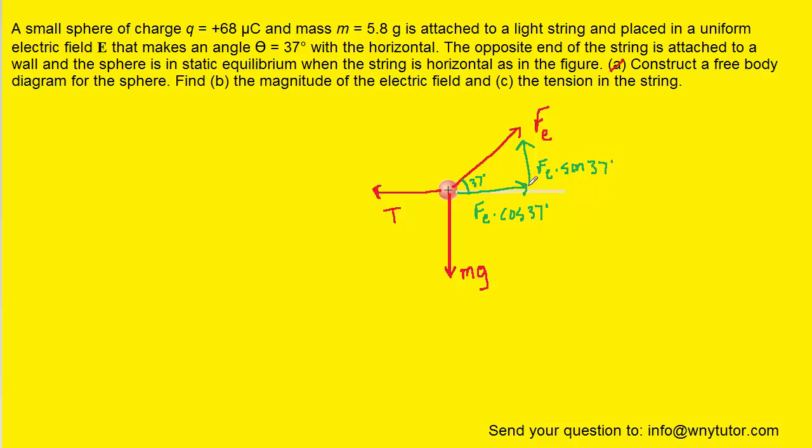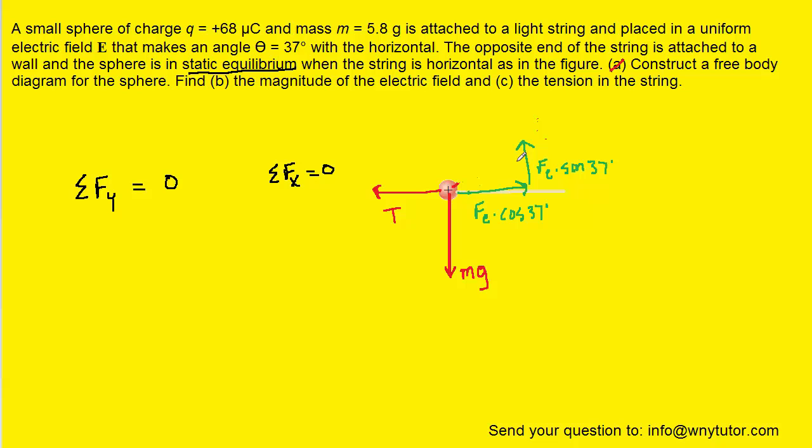Now, in free body diagrams, once you've broken the forces into their x and y components, you can actually erase the original force. So we're going to go ahead and remove the original electric force, because all that we really need to be dealing with are the x and the y components of these forces. Now the question notes that the sphere is in static equilibrium. Whenever an object is in static equilibrium, we know that the sum of the forces in the y direction will equal 0, and also the sum of the forces in the x direction will equal 0.